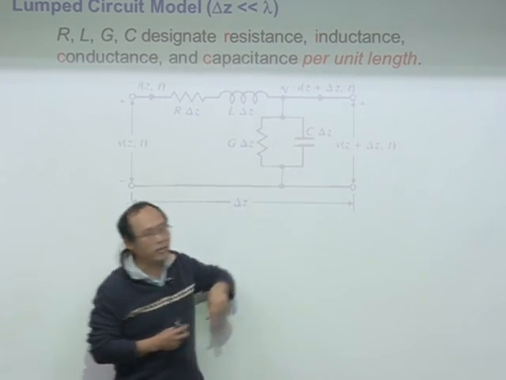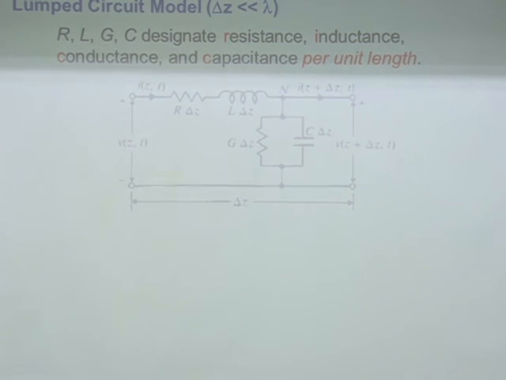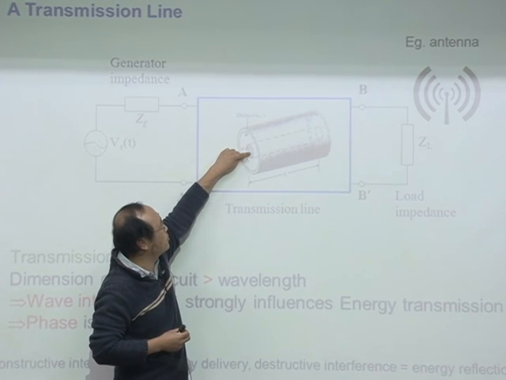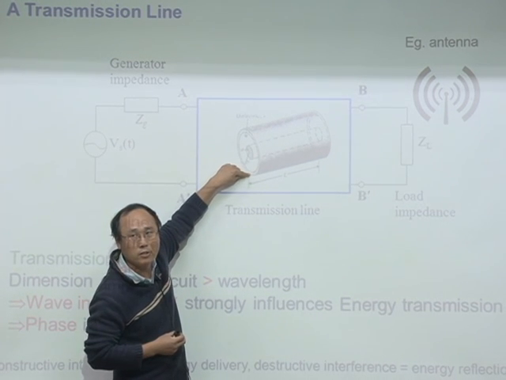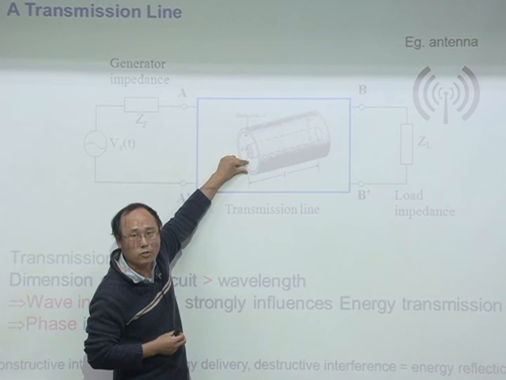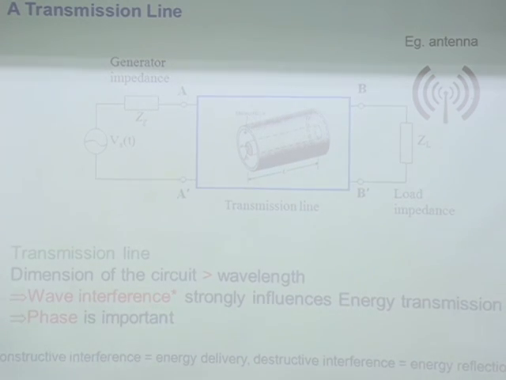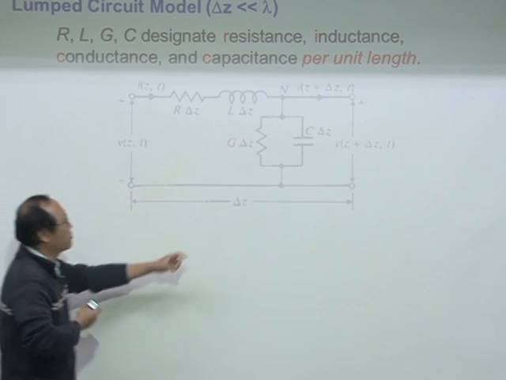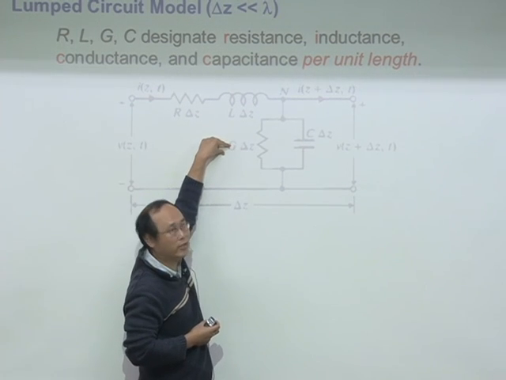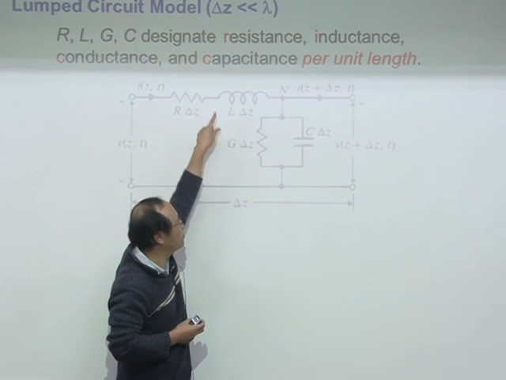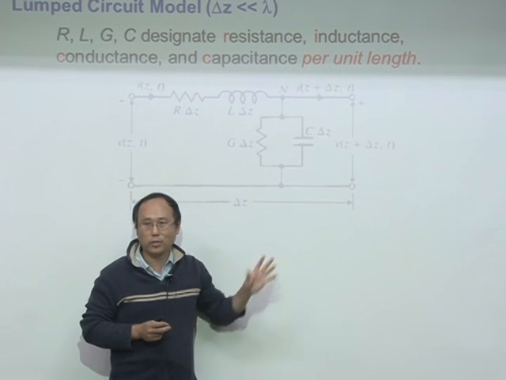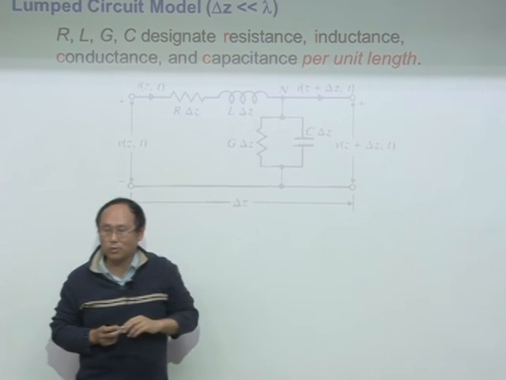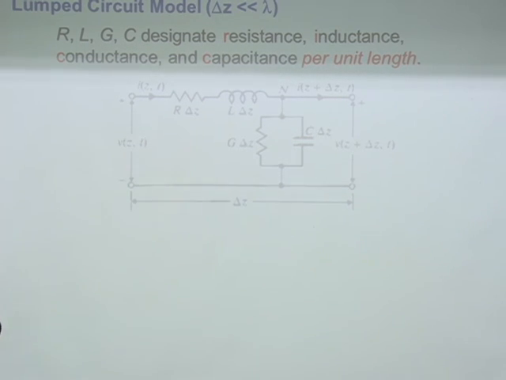Okay, but sometimes you have leakage. Sometimes you don't have a perfect insulation between this conductor and this conductor. So you have leakage. So you can connect a conductance. You can put a small value of conductance between these two wires. So this is a very simple and sort of reasonable model for you to start with.